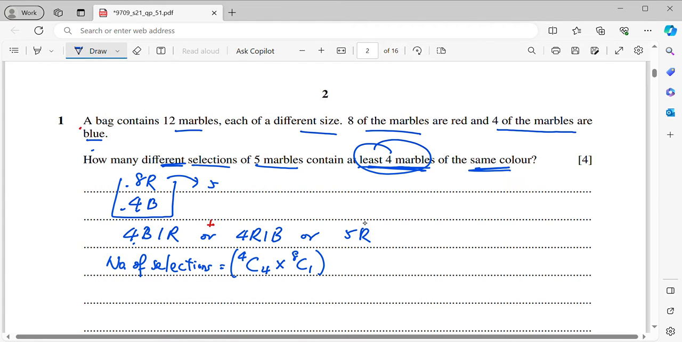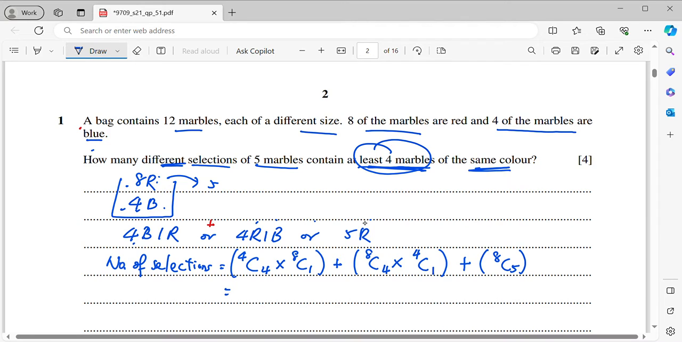So plus, to get 4R, I need to choose the 4R from the 8R. Therefore, it will be 8C4, followed by times, choose 1B from 4B. So 4 choose 1. And the next combination is all 5 red. 5 red means that I have 8 red, then you choose 5. So it will be 8C5.